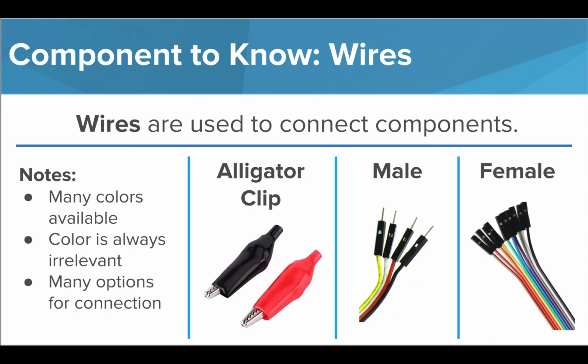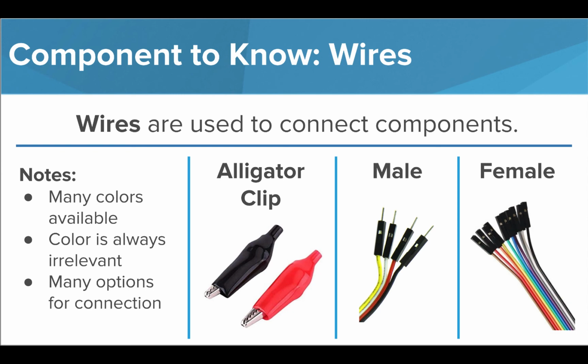In the next exploration, you'll be building physical circuits by connecting components like LEDs and resistors to your Arduino board. To do this, you'll use wires. Throughout this course, you'll hear about a few different types of wires, so let's take a look now.